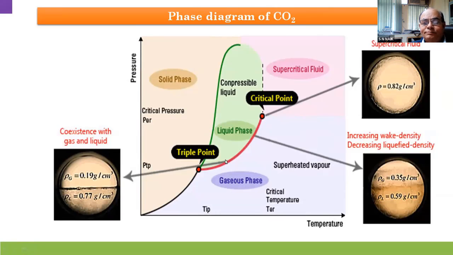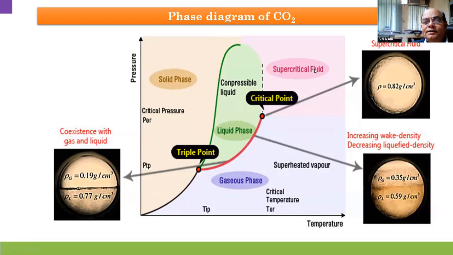So if you see in between the triple point and the critical point, you have the liquid and vapor phase. When gas and liquid coexist, and if you increase the pressure and temperature, at a particular point the gas and liquid boundary will disappear. That point is called the critical point, and above critical, if you increase the pressure and temperature, the state is supercritical fluid.